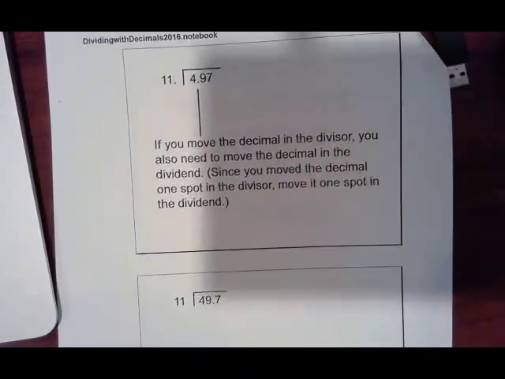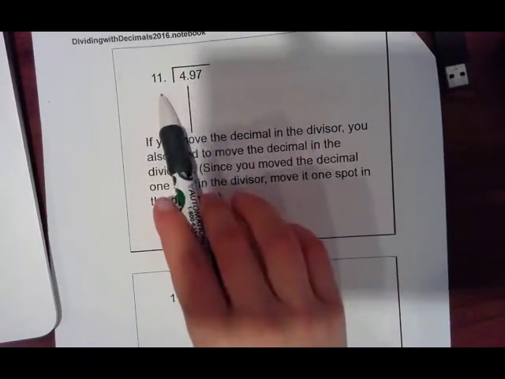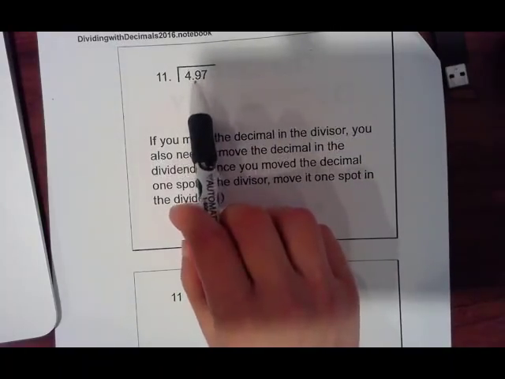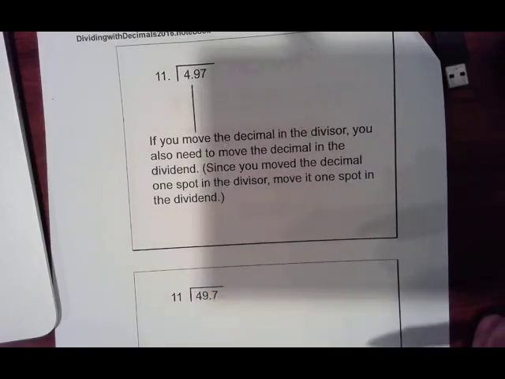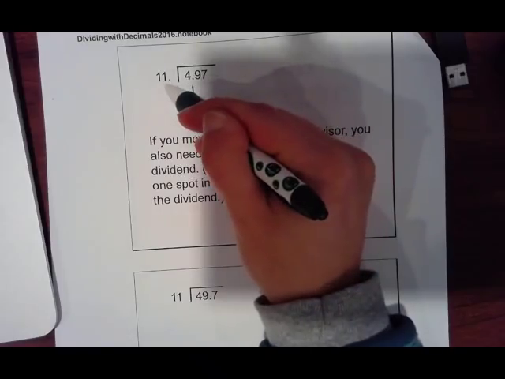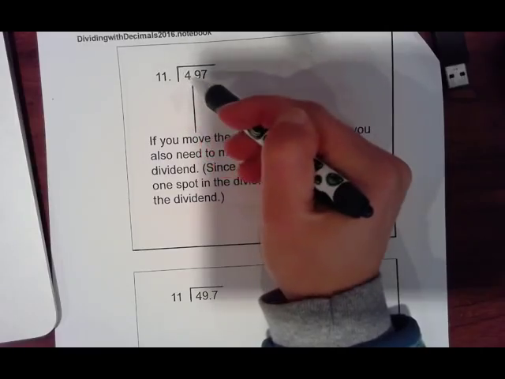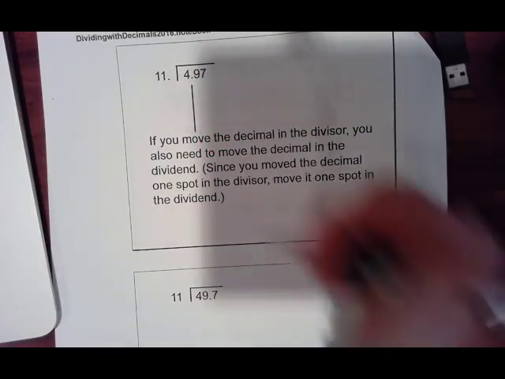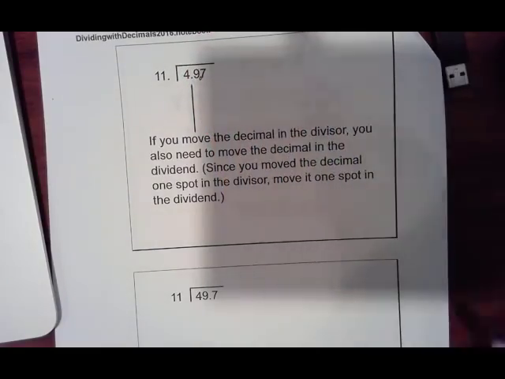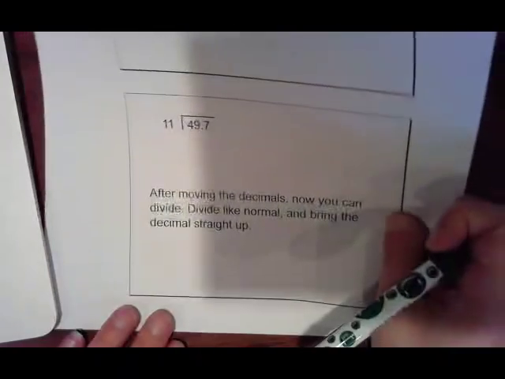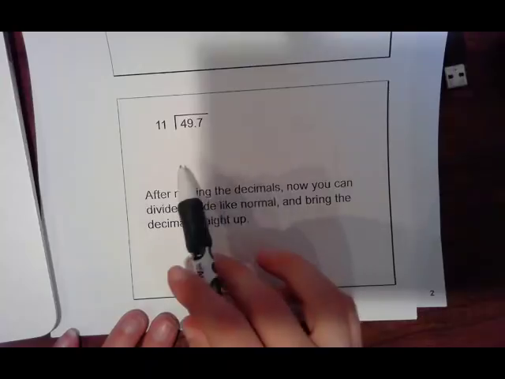The next slide says if you move the decimal in the divisor, which we just did, you also need to move the decimal in the dividend. So this is where it was originally, 4.97. Since you move the decimal one spot in the divisor, move it one spot in the dividend. Or if we had moved this 2 spots here, we would move it 2 spots here. But because we only moved it once, we're going to move it once in the dividend. So if I move it once over to the right, now I have 49.7. So this next example, 49.7 divided by 11.